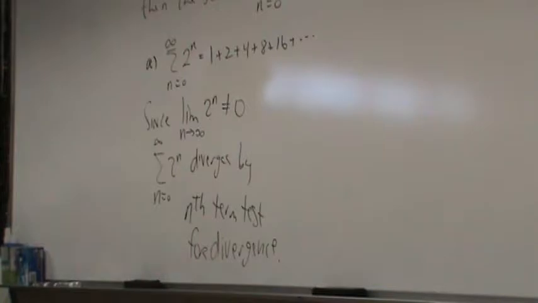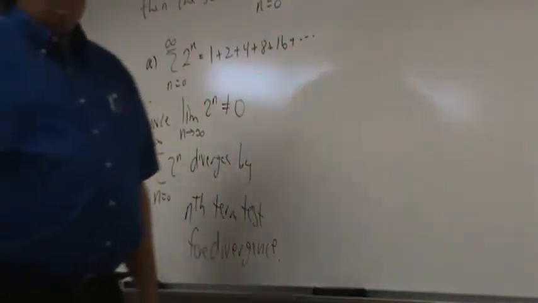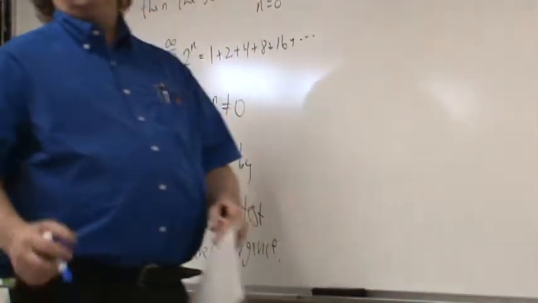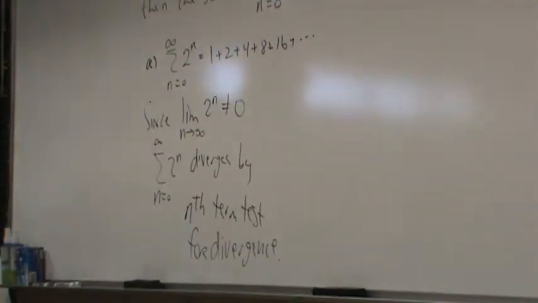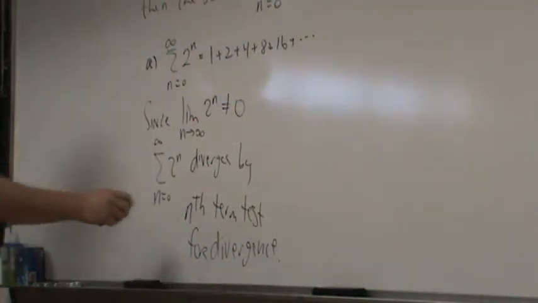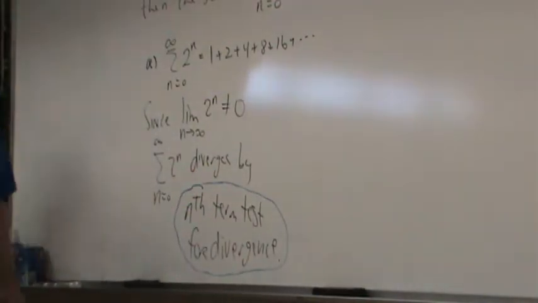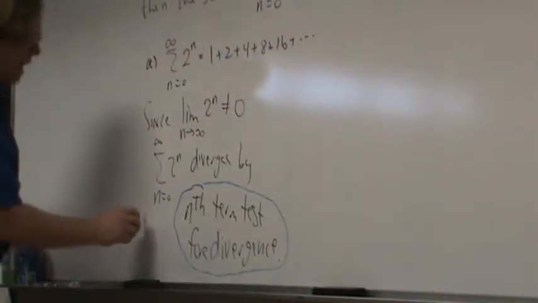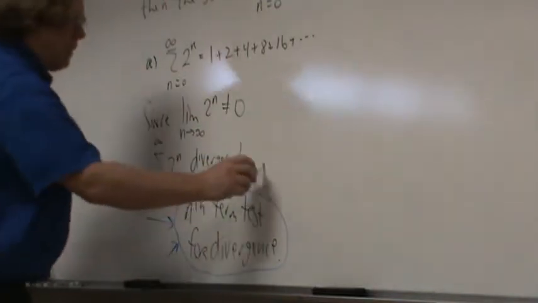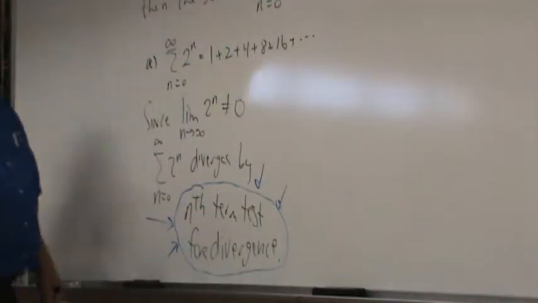One thing you should know about an exam that we're going to eventually have is that it's not enough for you to say if something converges or diverges. It's going to be incredibly important that you tell me the reason why it converges or diverges. So on a problem like this, if I ask you, does this converge or diverge, you're going to have to say it diverges due to the nth term test for divergence.